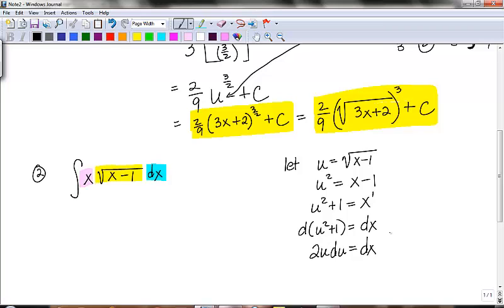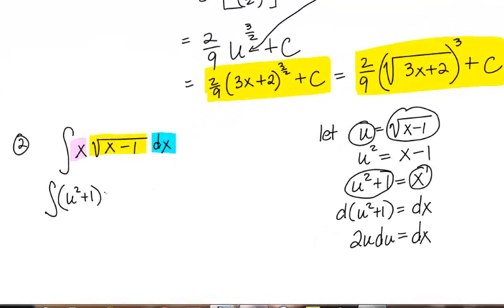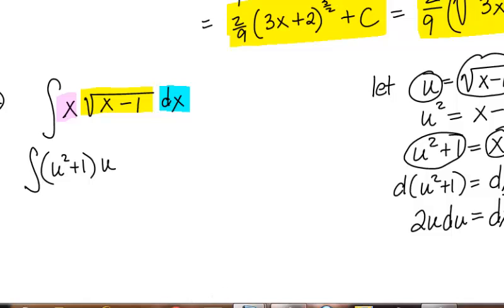Now I should be able to substitute in for everything. Usually the first time I just go right below it, and I usually rewrite it so that the du is at the end, because that's common notation for integration. So the x is u squared plus 1, so sub that in. The square root of x minus 1 is u, so sub that in. And the dx is 2u du.